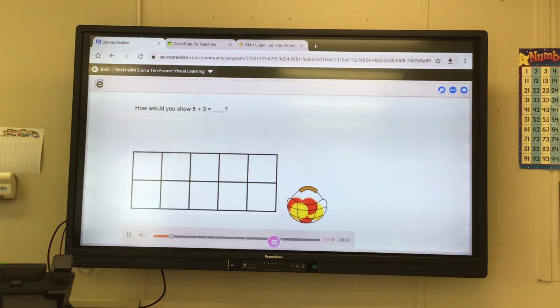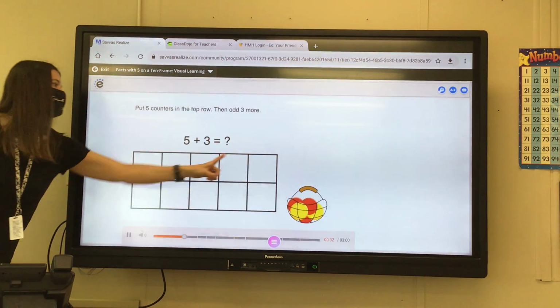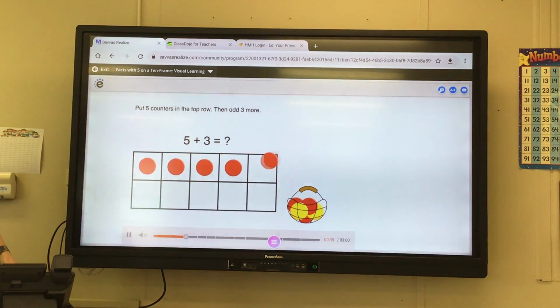How would you show 5 plus 3 equals? Start with 5. How can you show 5 in the 10 frame? Remember, we always start here. Put 5 counters in the top row. Then add 3 more.